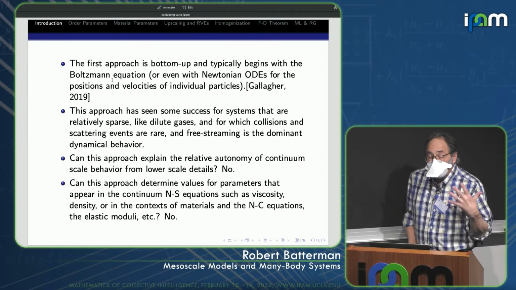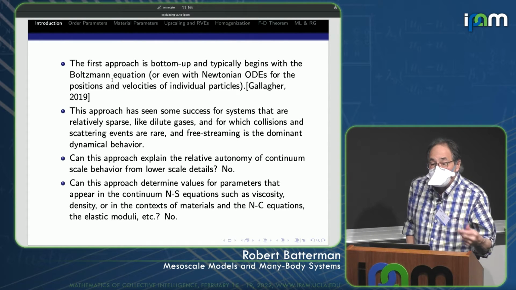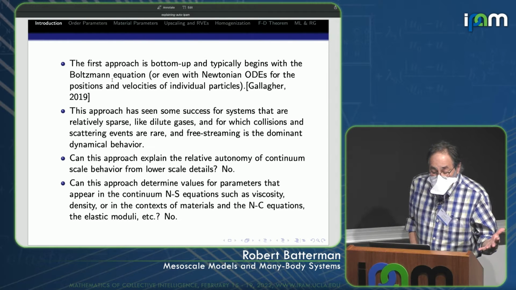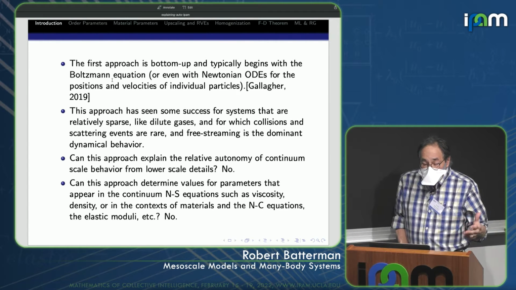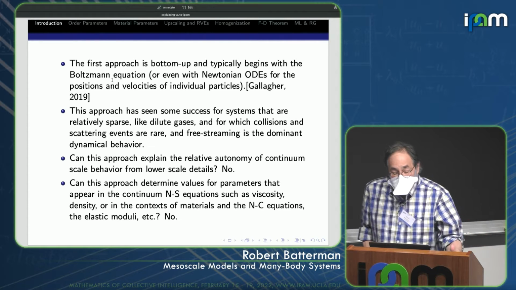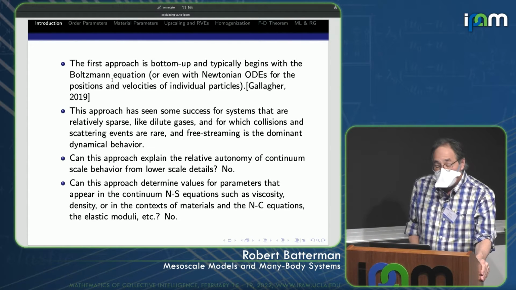Can that approach determine values for the parameters that appear in the continuum Navier-Stokes equations, like viscosity and density, or in the context of materials, and the Navier-Cauchy equations, the elastic moduli? Again, I want to say no.